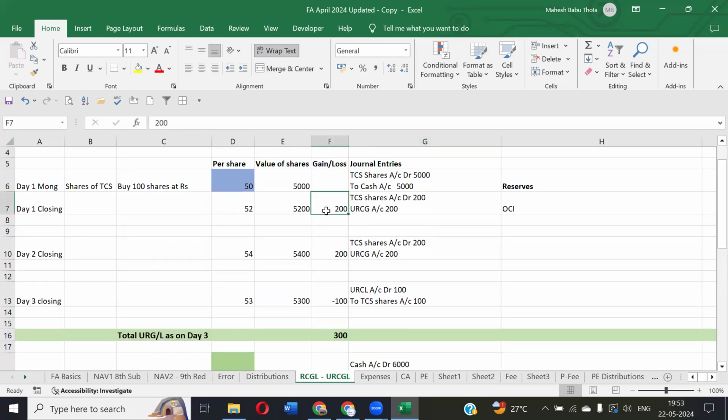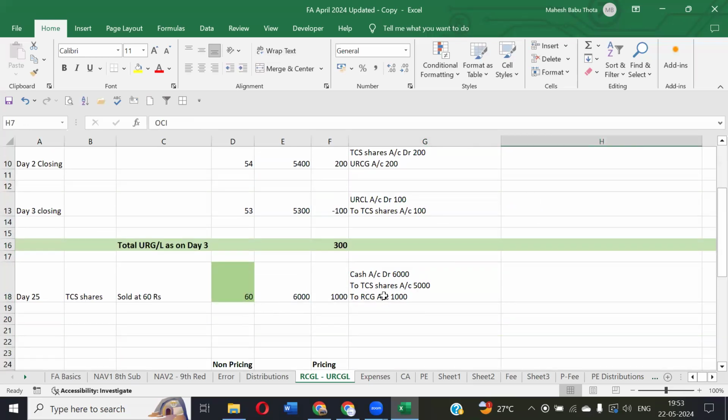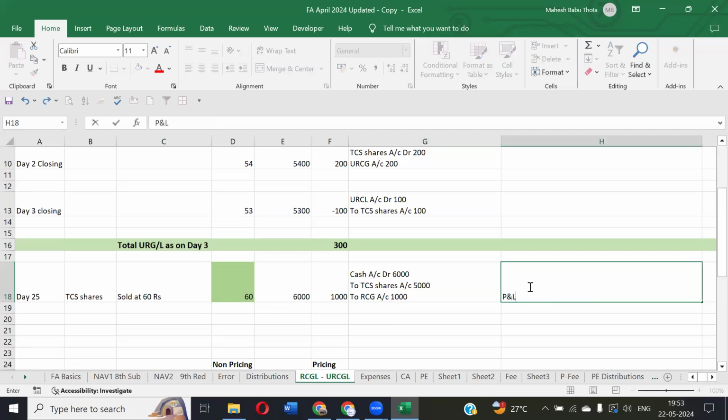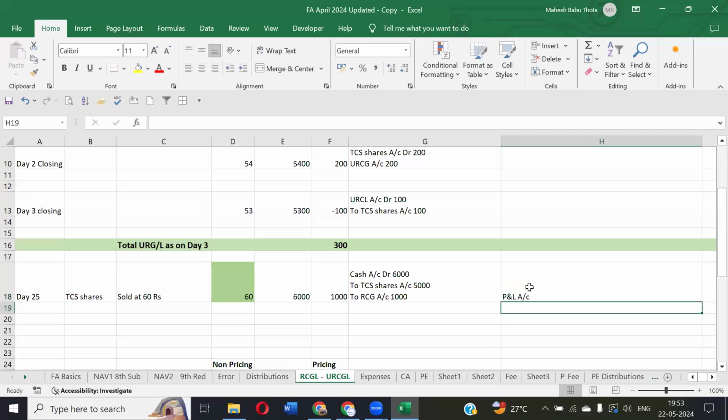See, again, I'll tell you the treatment. Here we have all these unrealized capital gains. So unrealized capital gains will go to the other comprehensive income. And we have a realized capital gain. So this realized capital gain will go to the profit and loss account. Remember this point, very, very important.